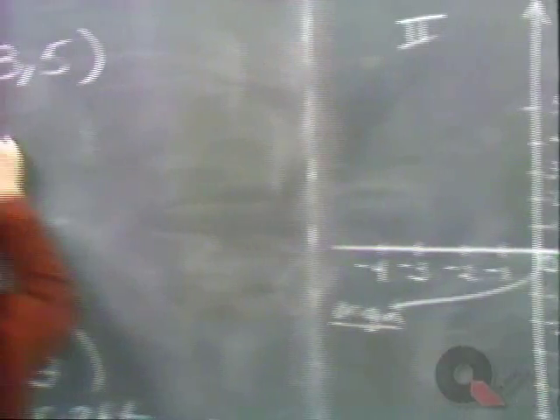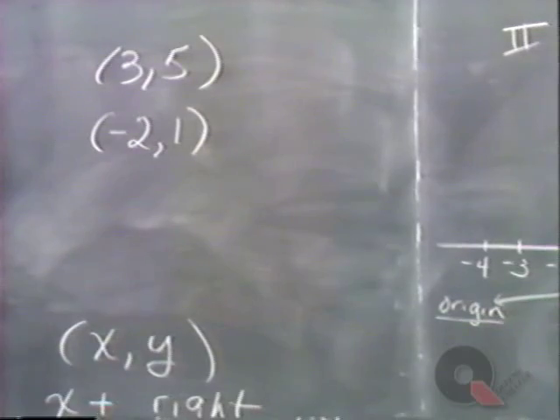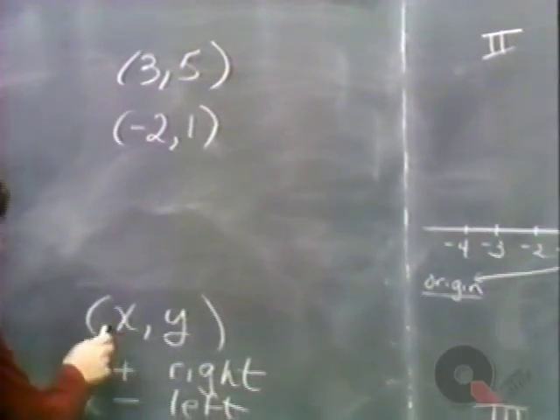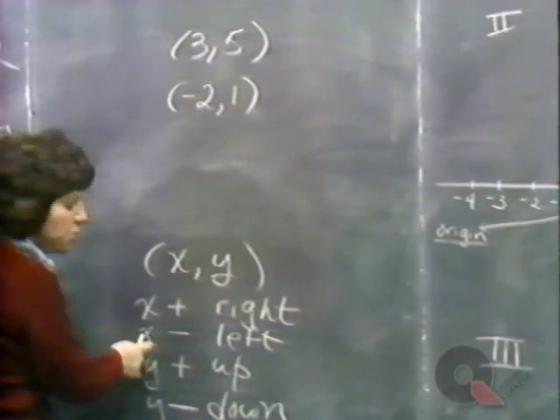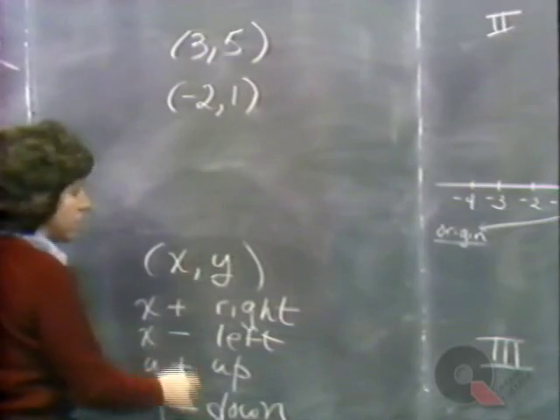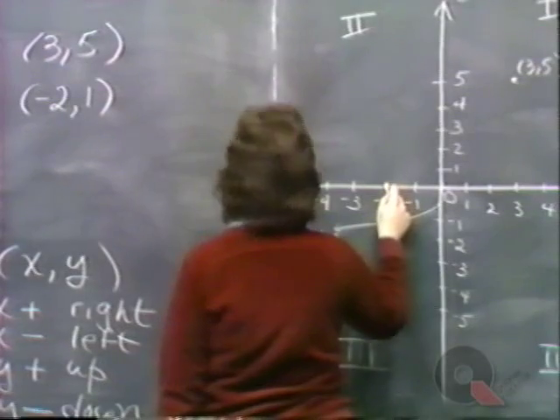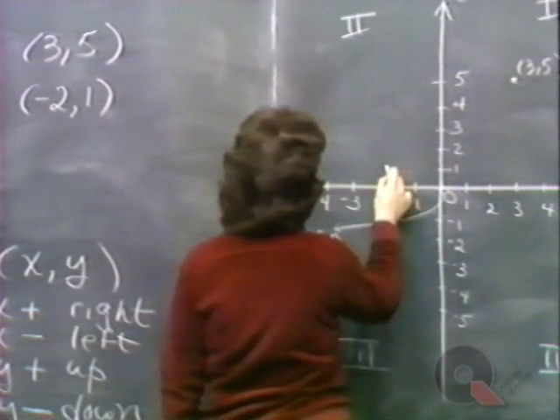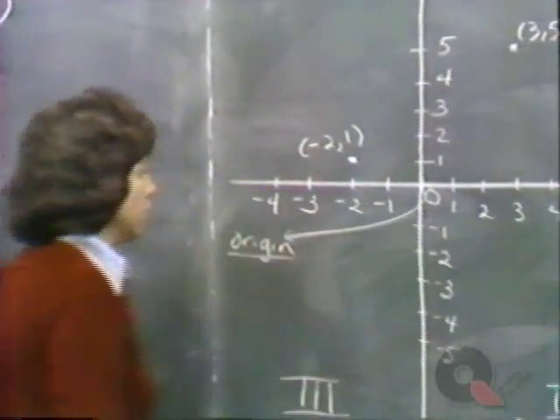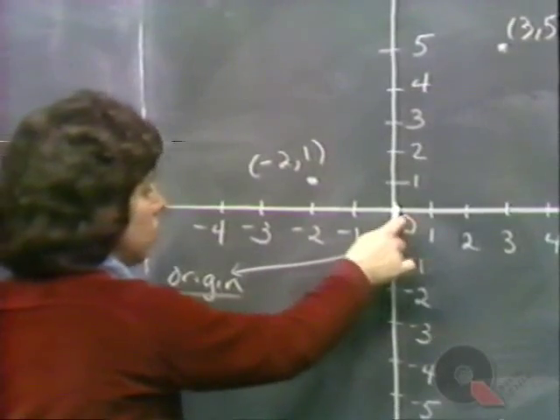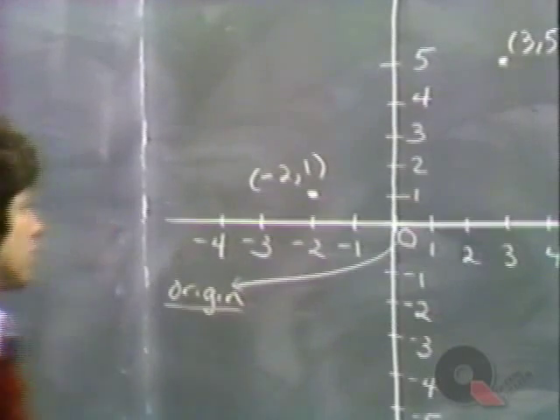Let's try another one. Let's say we want to plot the point minus 2 comma 1. Now the man is back at the origin again. We see that the x value is minus 2. Therefore, he is going to move to the left. If x is negative, he moves to the left. He will move to the left 2 units. And then, since the y value is positive, he will move up 1 unit. This is the point minus 2 comma 1. X was negative, so he moved to the left 2. Y was positive, so he moved up 1 unit.